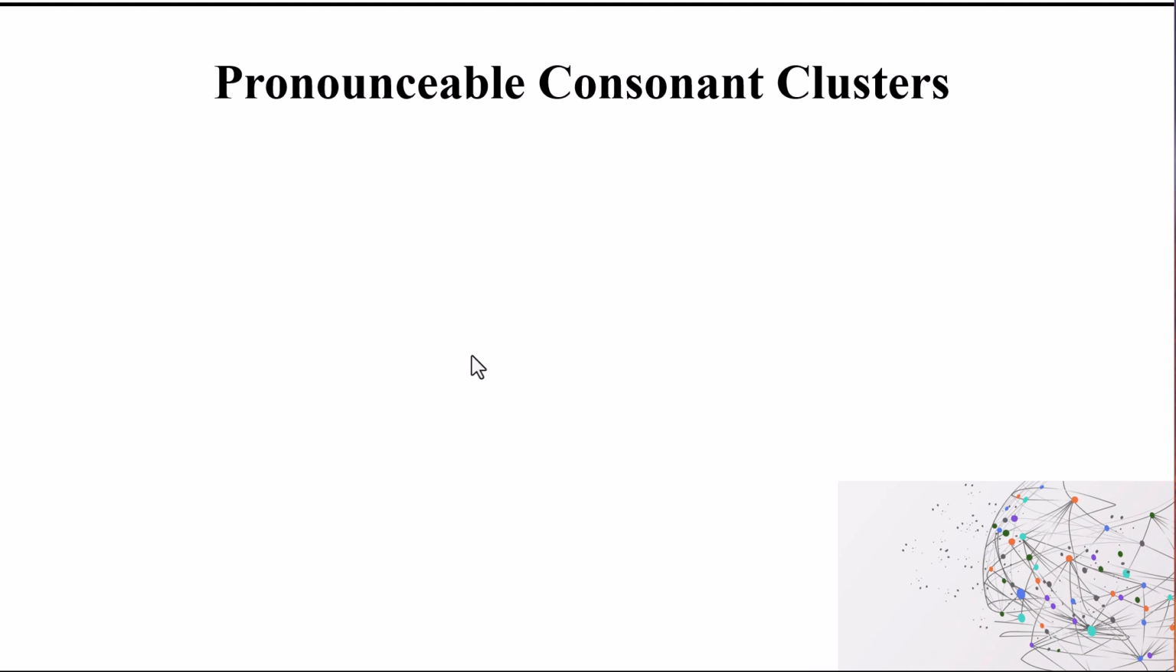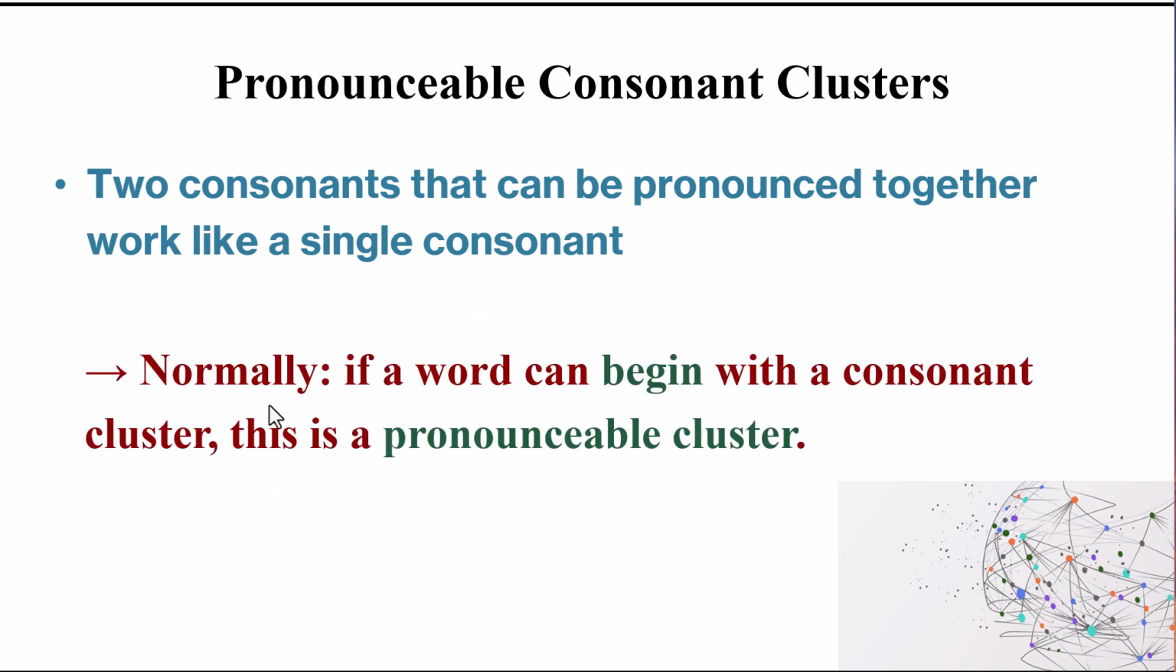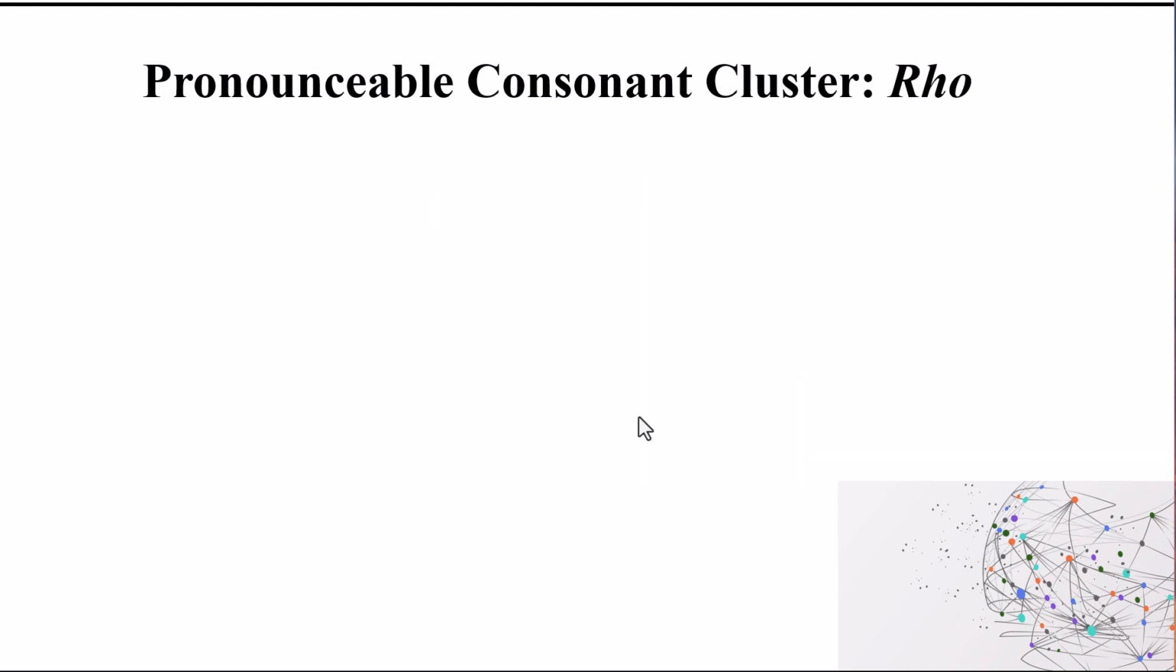Let's now look at consonant clusters. Two consonants that can be pronounced together work like a single consonant, and we treat them like a single consonant. Normally, if a word can begin with a consonant cluster, this is a pronounceable cluster, meaning that those consonants can be pronounced together. Note that you do not need to memorize all of these pronounceable consonant clusters. As you come across them, it will become fairly obvious which consonants can be pronounced together.